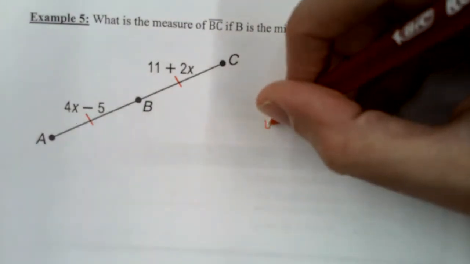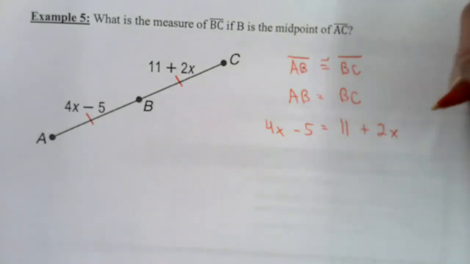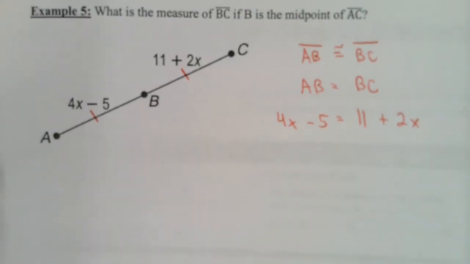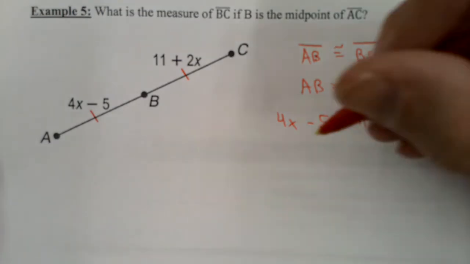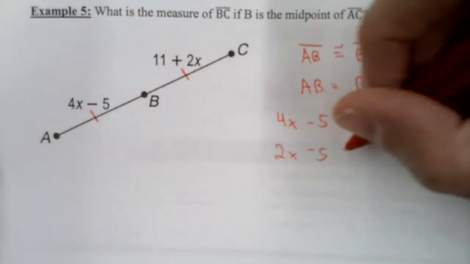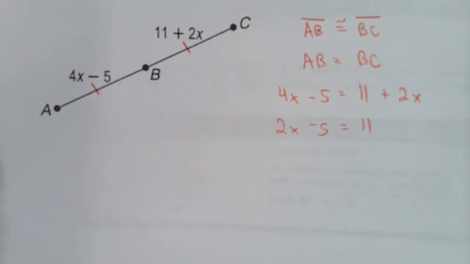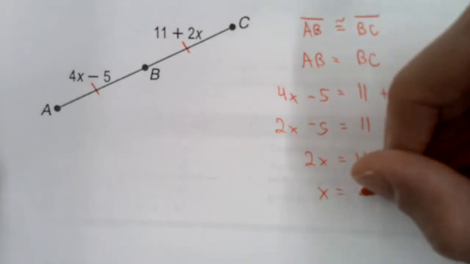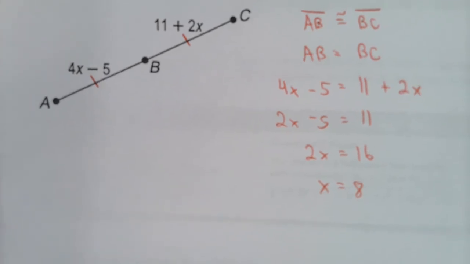So 4x minus 5 equals 11 plus 2x. Solve that for x, bring all the x's to one side, subtract 2x on each side. 2x minus 5 equals 11. Add 5 to each side, 2x equals 16. And then that gives you x equals 8. Now you have to actually find what BC is.